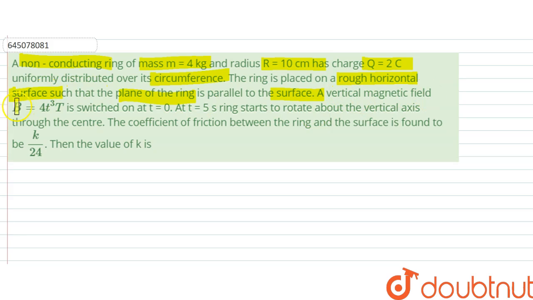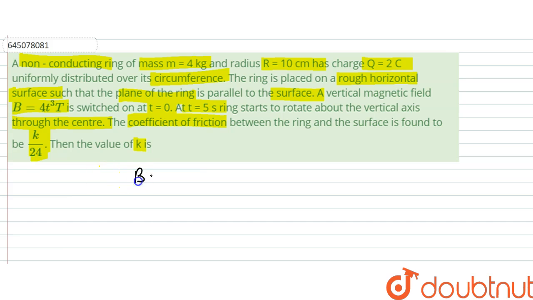Vertical magnetic field is given as 40 t cube Tesla, is switched on at t equals 0. At t equals 5 seconds, the ring starts to rotate about the vertical axis through the center. The coefficient of friction between the ring and the surface is found to be k by 24. The value of k is what?